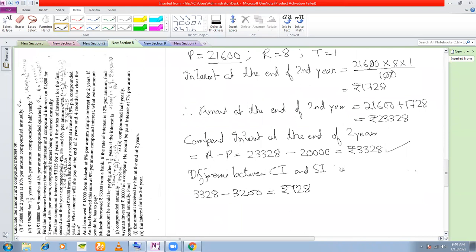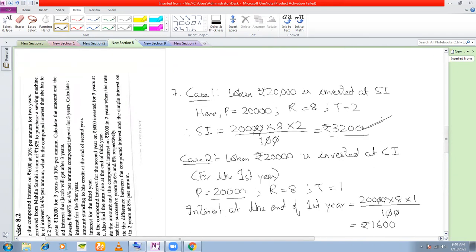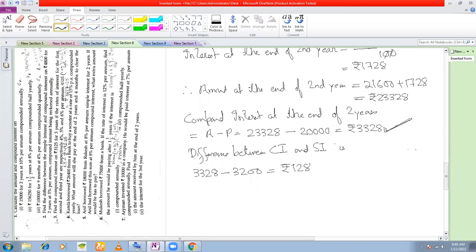So who is a better investor, you or your friend? You have got an interest of 3,328. Your friend has got an interest of 3,200. You are the better investor because you are getting a higher interest. This actually means that whenever an option is given, suppose I give you two options, whether you should invest in simple interest or compound interest, your option should always be compound interest because the returns in the case of compound interest are higher. Okay, so I'll stop here.